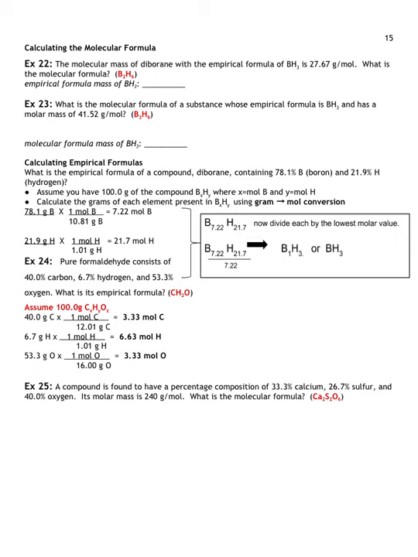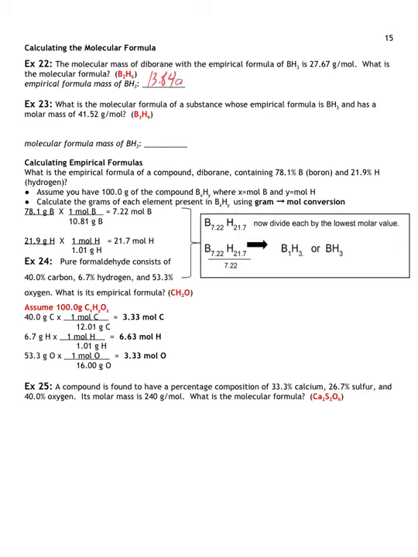So the first thing you want to do is calculate the molar mass of BH3. The mass of B, I'm looking for it, is 10.81 on the periodic table. And the mass of 3 hydrogens is 3.03. And so the molar mass is 13.84.